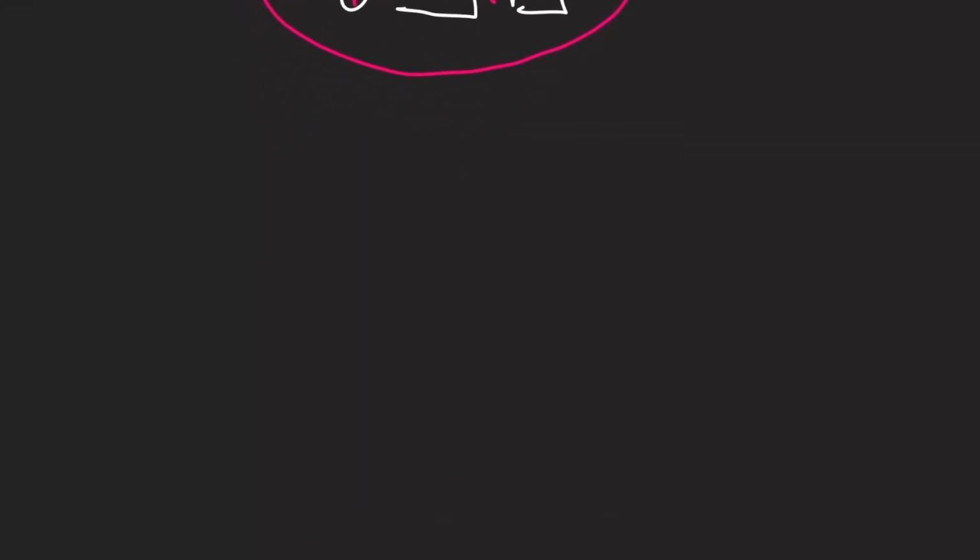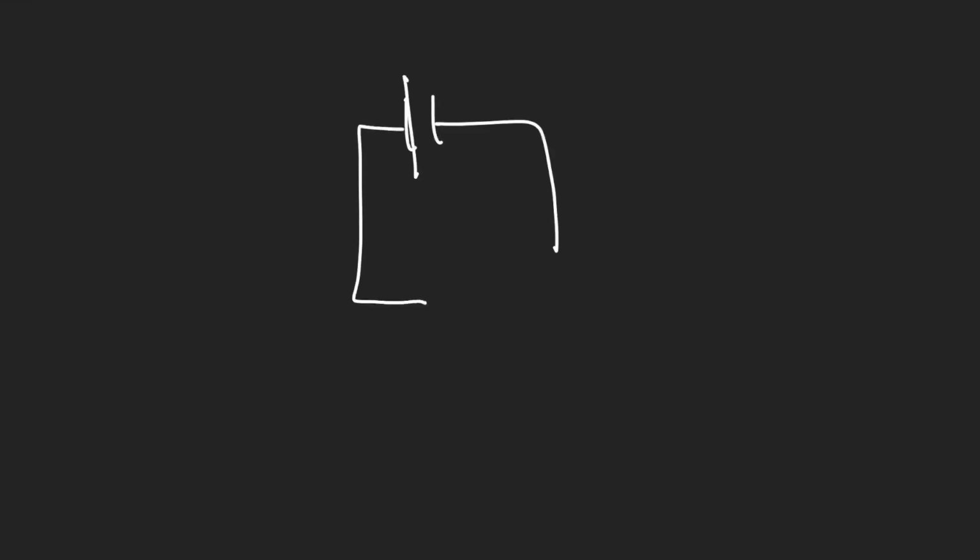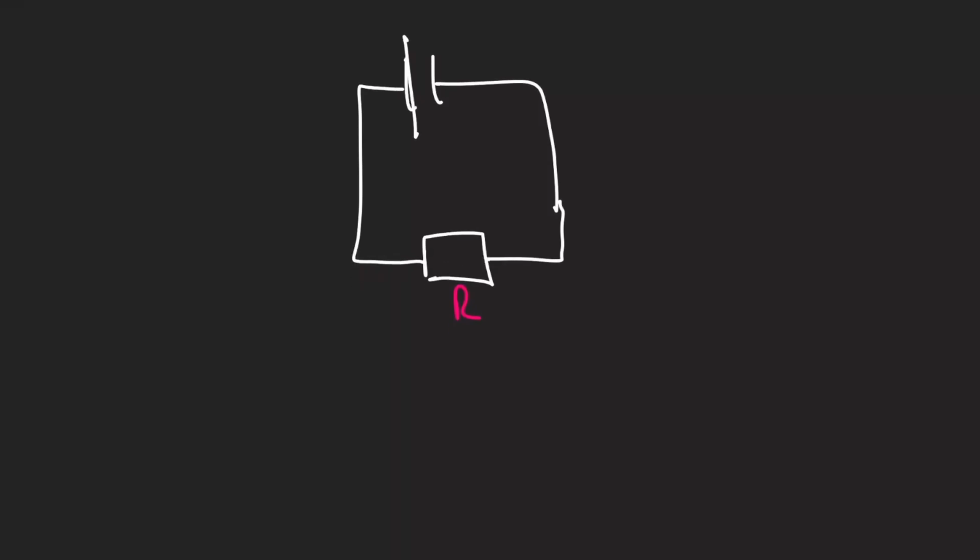Actually, let's simplify the circuit again, just so that we're working with a nice simple circuit. Again, we have our cell and our resistor, and we're going to say that this resistor has a resistance of R. Now we talked about potential difference before, which we measure in volts, and we can measure it across components. I'm going to show you how we measure it.